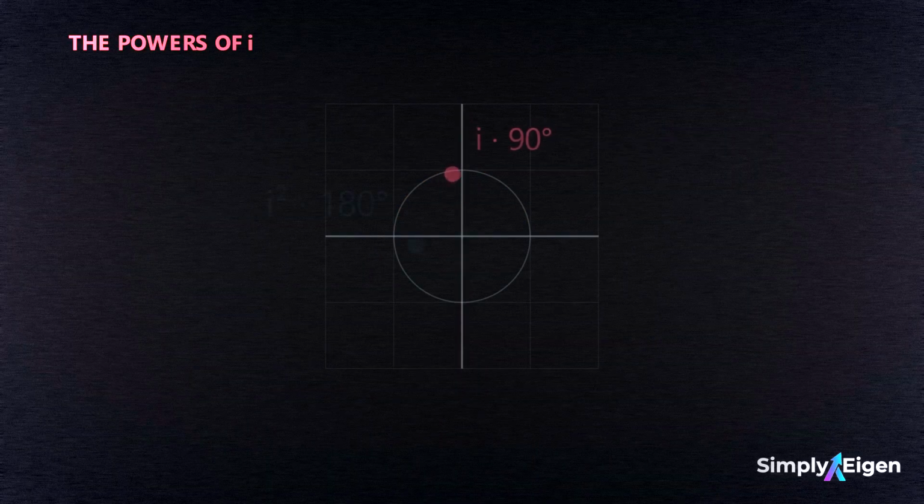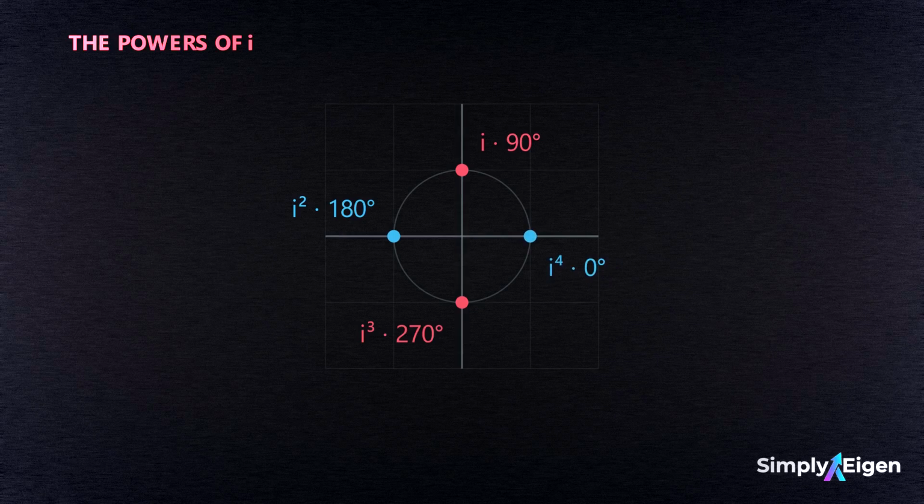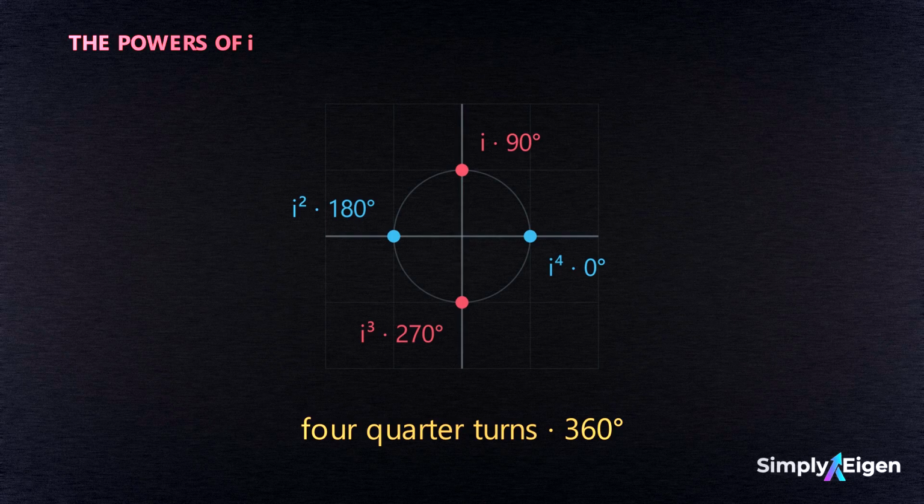And it closes. Turn again, and you are at -i. Once more, and you are back where you started, at 1. Four quarter turns, 360 degrees. The powers of i go round in a circle because that is literally what they are doing.